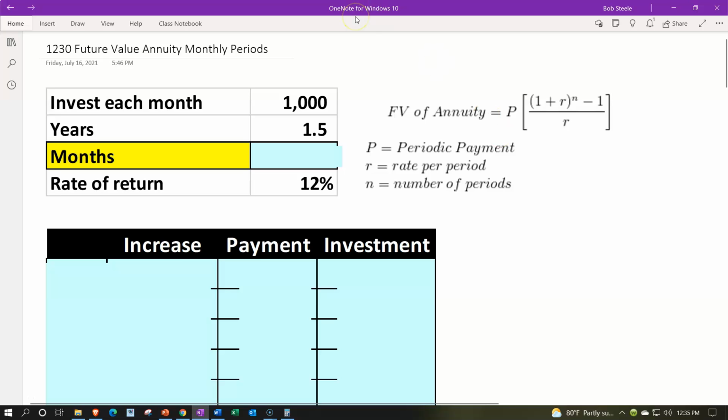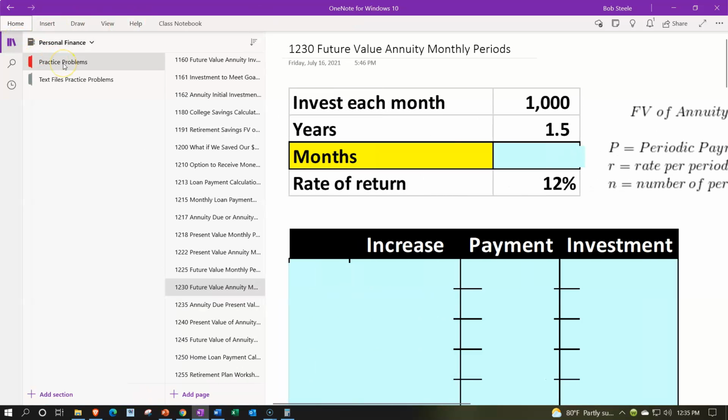Here we are in OneNote. If you have access to OneNote and would like to follow along, you're not required to, but if you would like to, we're in the icon on the left-hand side. We're in the Practice Problems tab, down in the 1230 Future Value Annuity Monthly Periods tab.